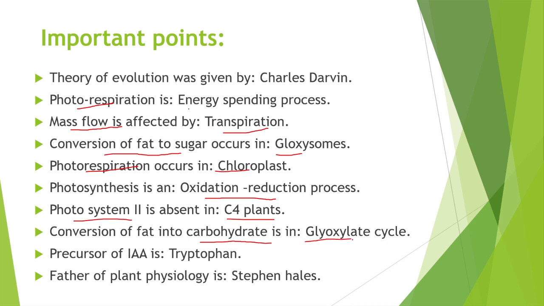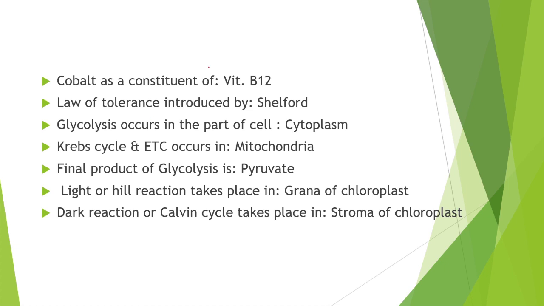The precursor of indole acetic acid is tryptophan. This indole acetic acid is an example of natural auxin hormone. The father of plant physiology is Stephen Hales. Cobalt is a constituent of vitamin B12, that is why this vitamin B12 is known as cobalamin. The law of tolerance was introduced by Shelford.